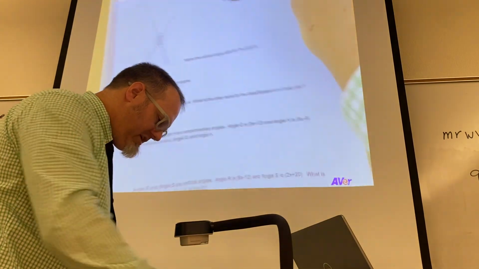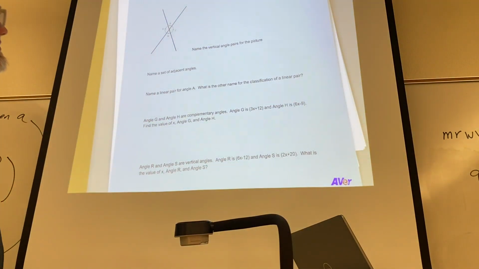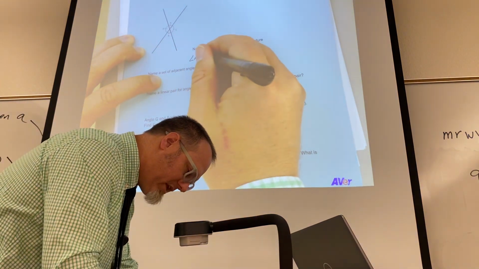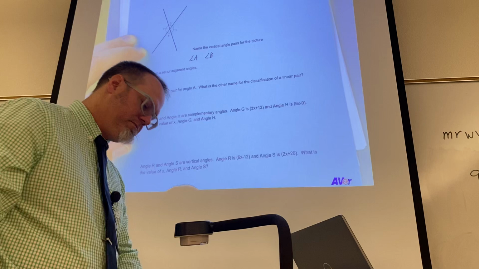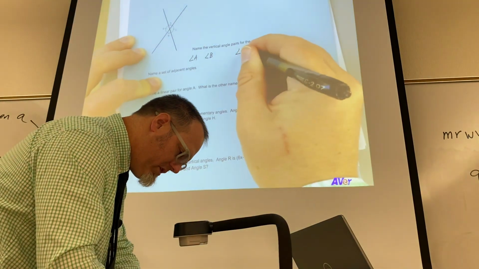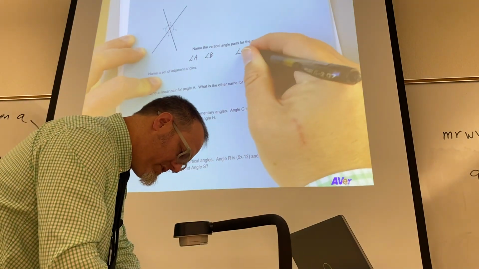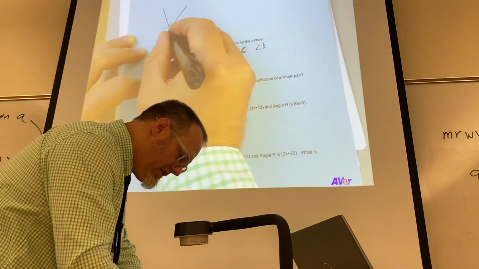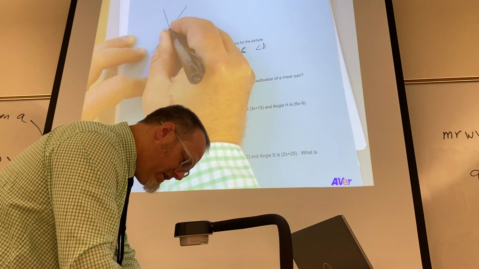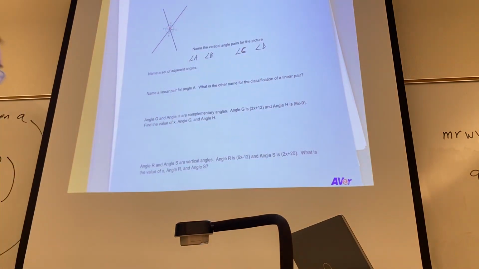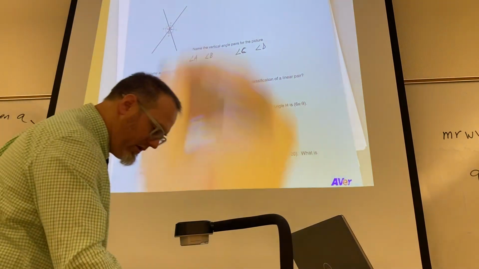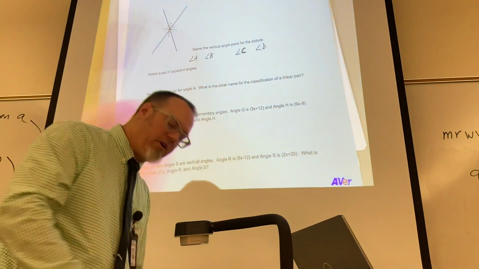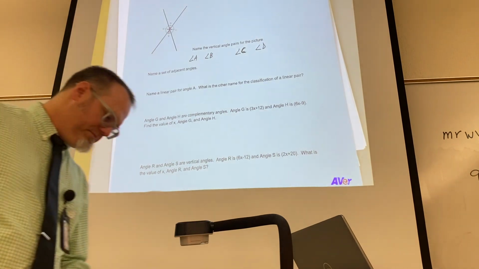On the next page, name the vertical angle pairs for the picture. Angle A matches up with angle B, and then angle C matches up with angle D, okay? The vertical angles, remember, are the non-adjacent ones. So they're across from one another. So A is across from B, that's vertical angles. D is across from C, that's vertical angles.